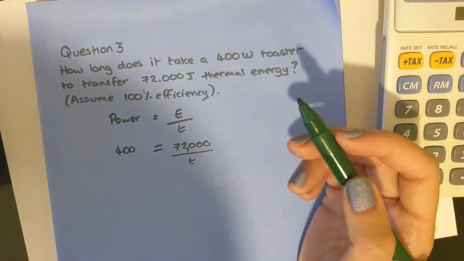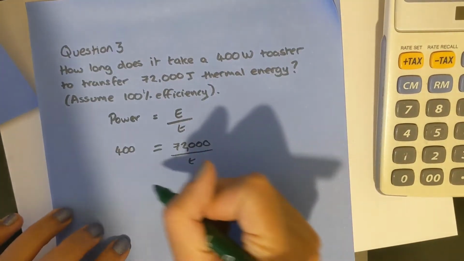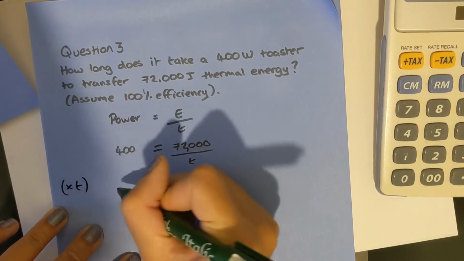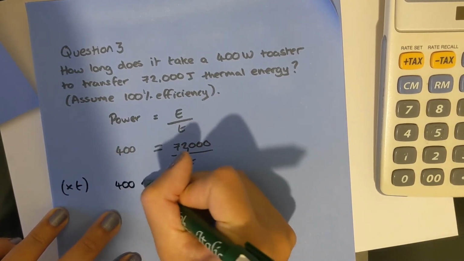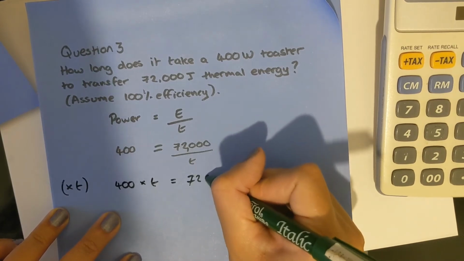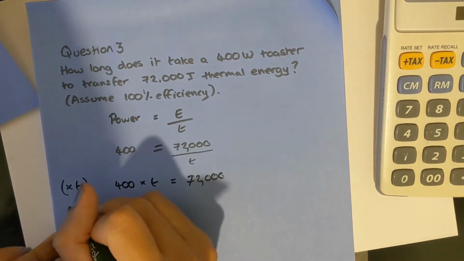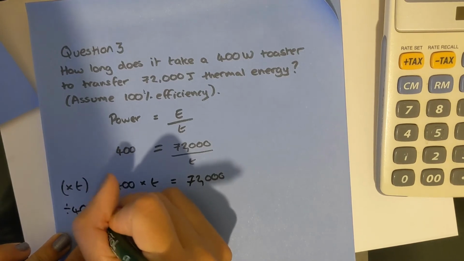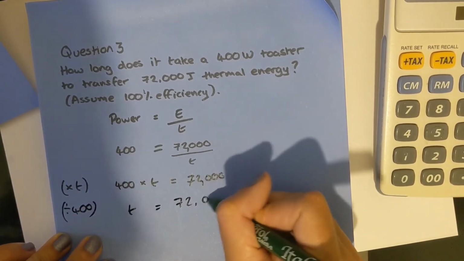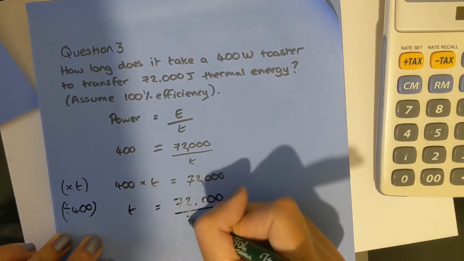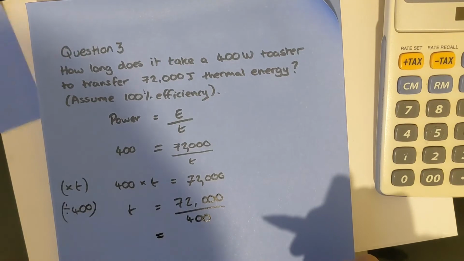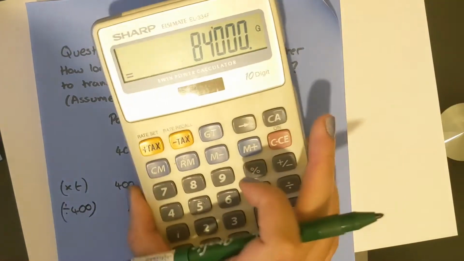I would do it step by step just so that I don't make any mistakes. Okay, so first step is 400 times time equals 72,000, and then divide by 400, get time equals 72,000 divided by 400, and that gives you an answer. Let's do it on the calculator.